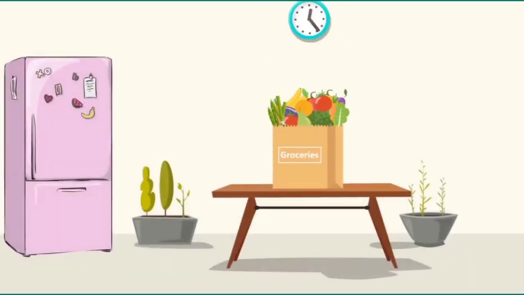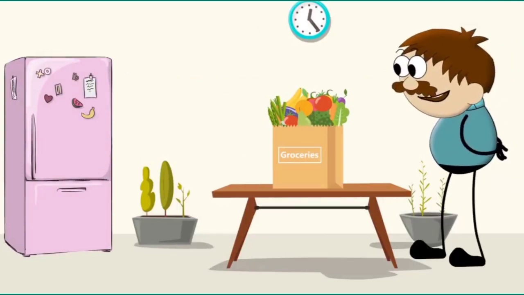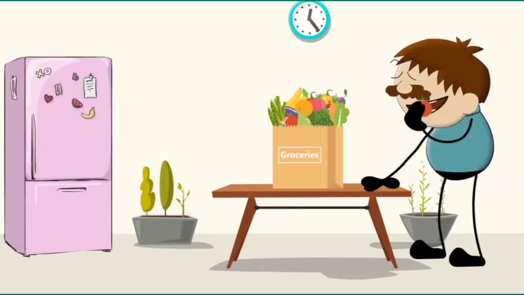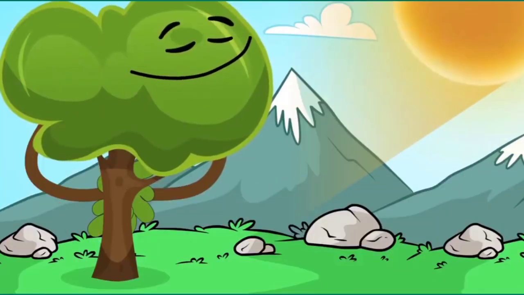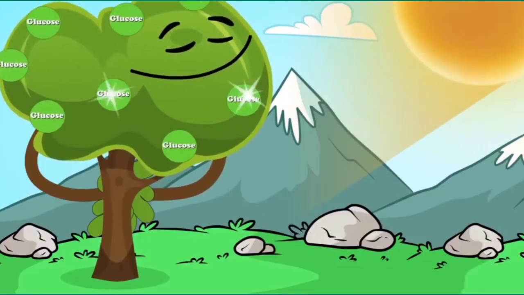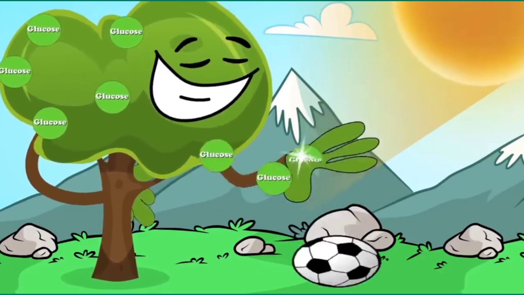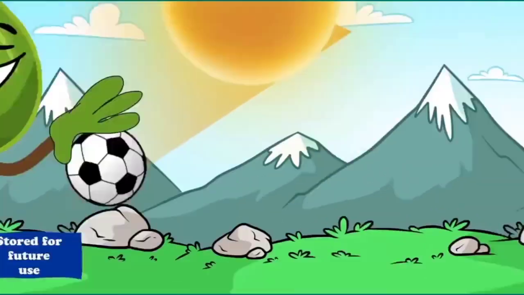Now, when we get a week's supply of food at home, do we eat it up at once? No. We eat some, we store, right? Similarly, the glucose is used up by the plants for its activities and the extra glucose is stored for further use.